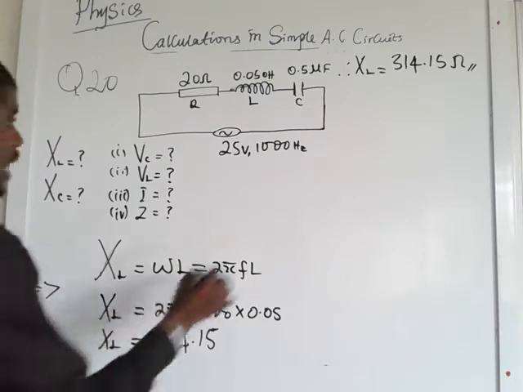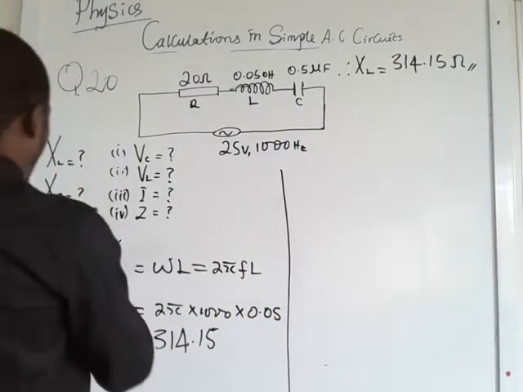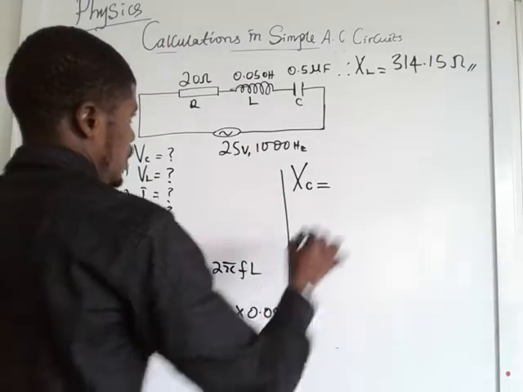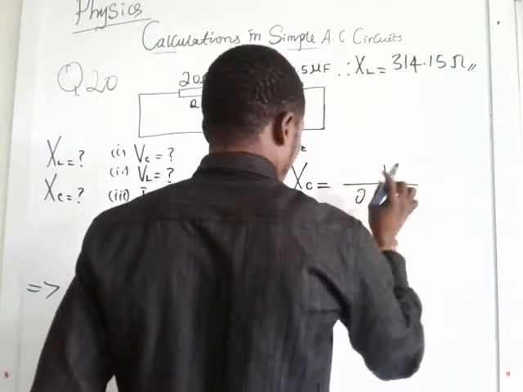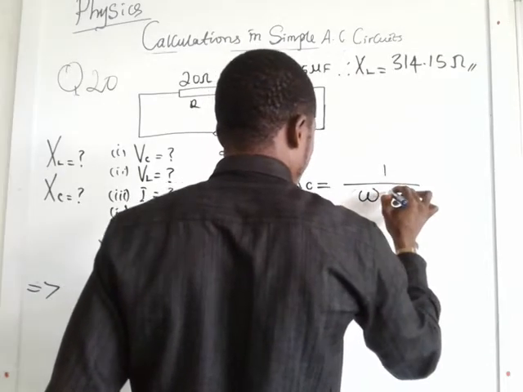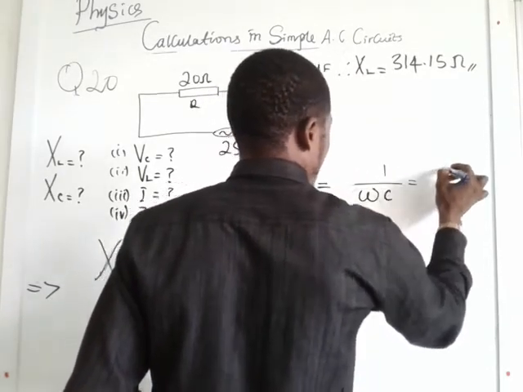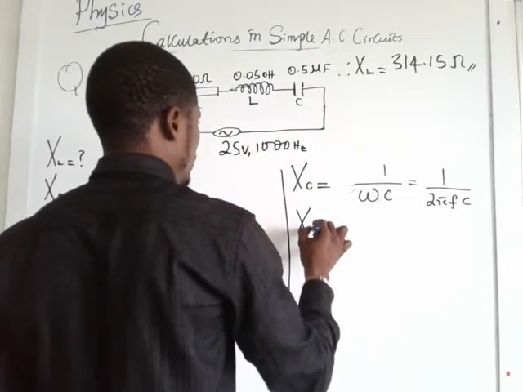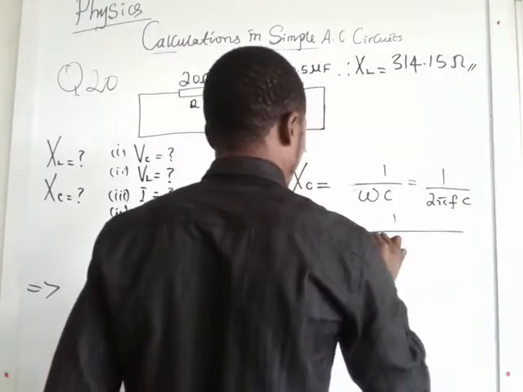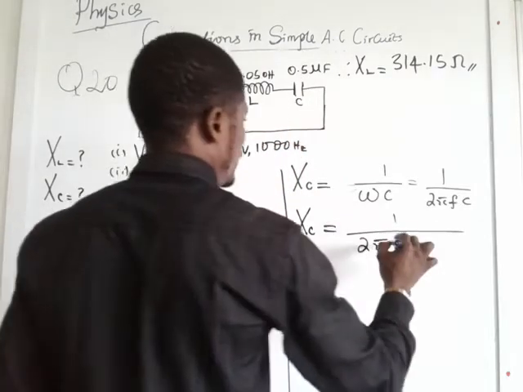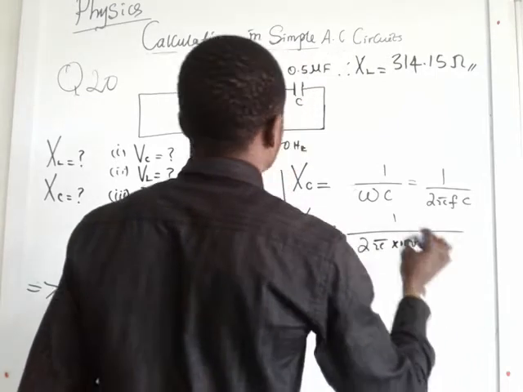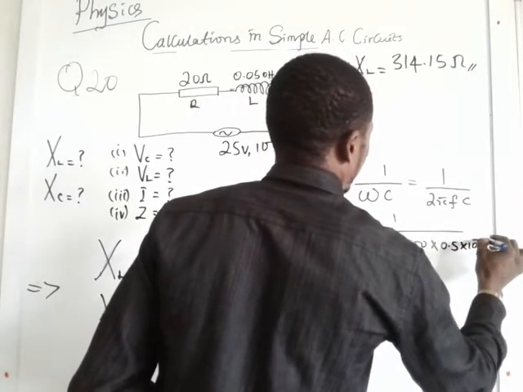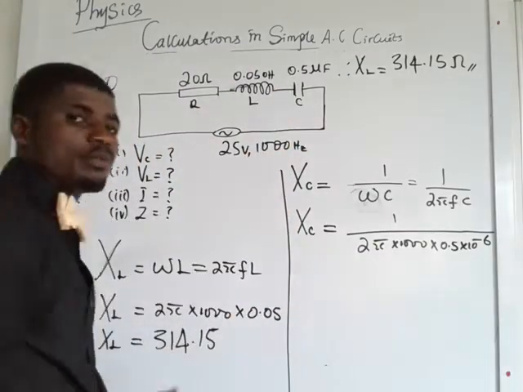And so we calculate for our XC. Our XC, that is capacitive reactance, is given by 1 over omega C, which is the same thing as 1 over 2 pi FC. So by substitution, we have 1 over 2 pi. Our F is 1,000 times 0.5 exponential -6. I told you that is the meaning of 0.5 microfarad.